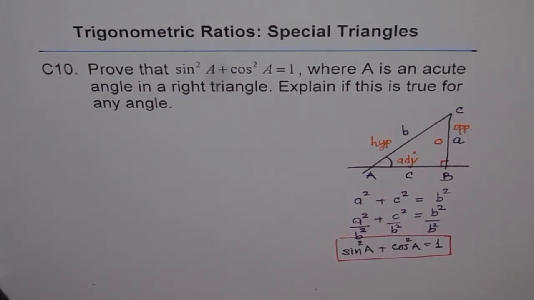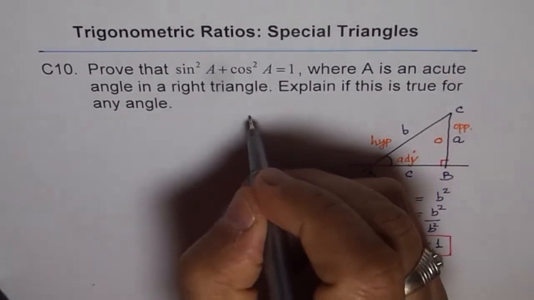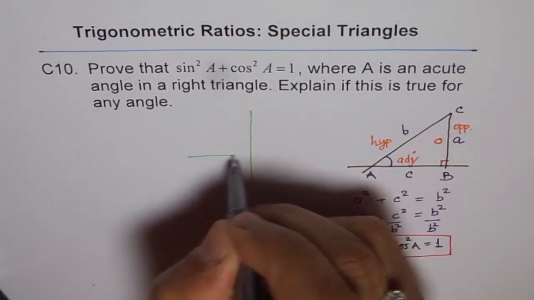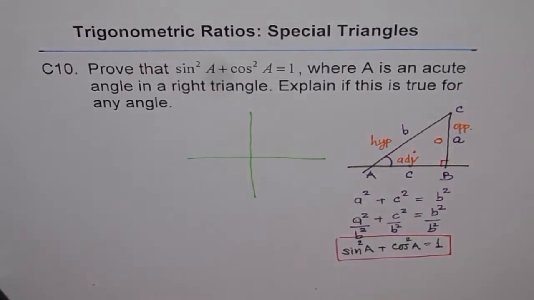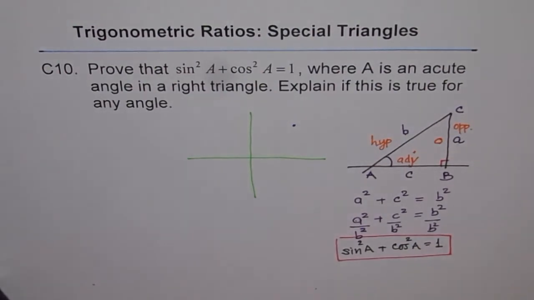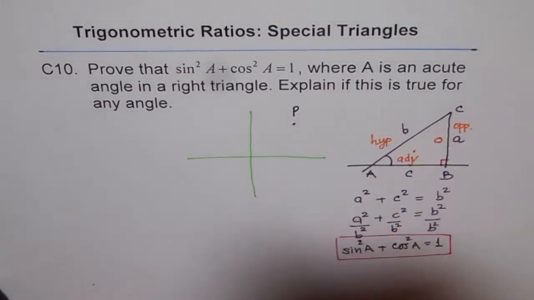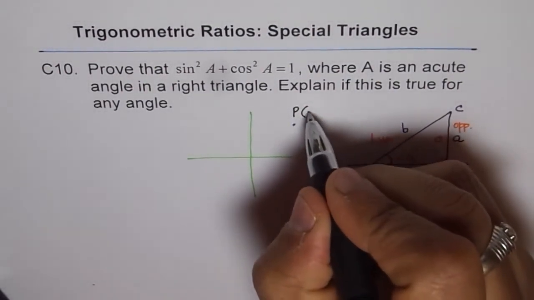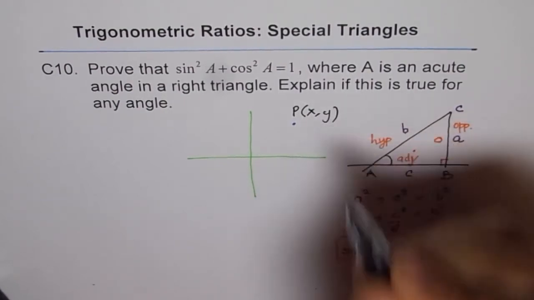Now I will prove this sine square A plus cos square A equals 1 in a different fashion. So that is, let me call this an alternate proof for the same thing. Now this time I will take a point on a coordinate system. So let's say that that's my point, and let me call this point as P, right? And the coordinates for P as usual will be x and y.